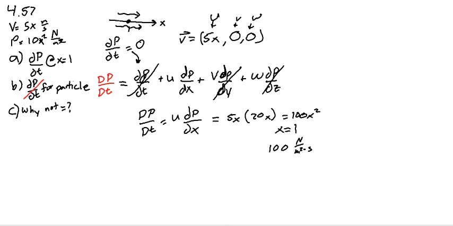So if we were to saddle up a particle and try and ride it past this point, we would feel a change in pressure. It would be low pressure over here because x is small, and as we travel along x, pressure would get greater. And that's why these two are not equal. The partial derivative with respect to time looks at a particular point, and there's no change there. But the material derivative looks at the change on the particle. And that's basically our answer.